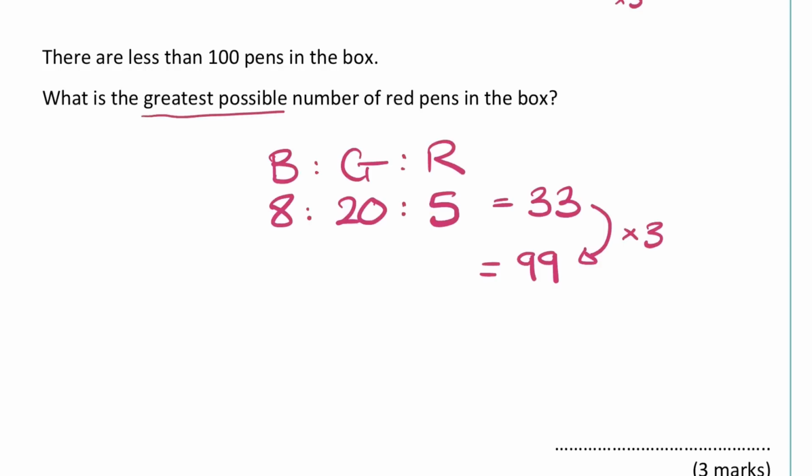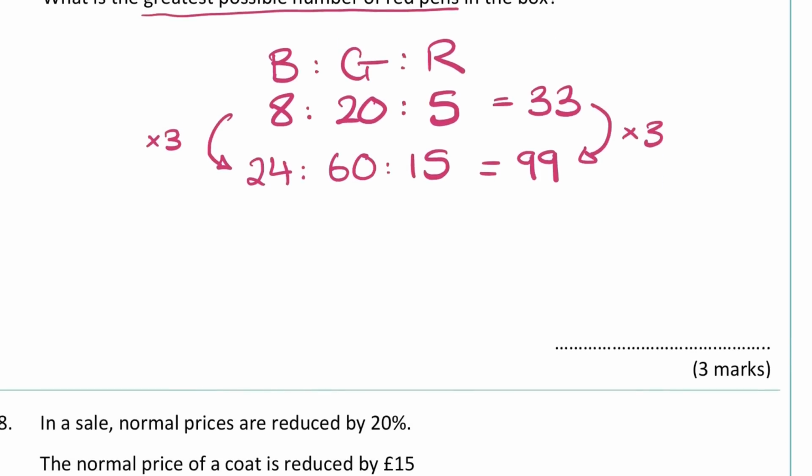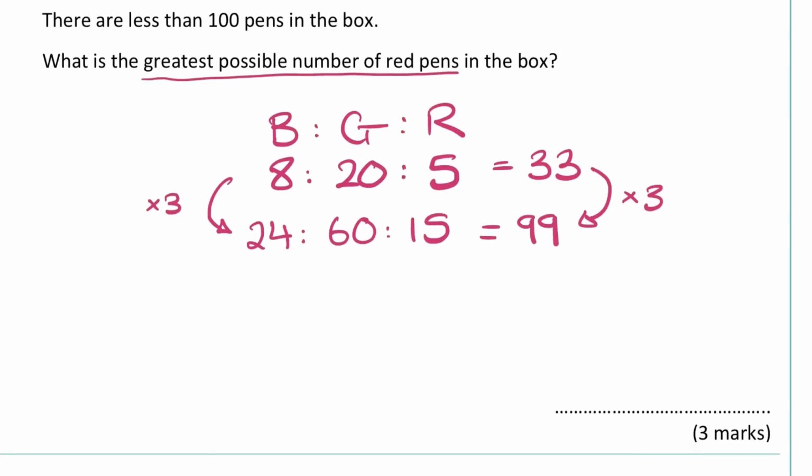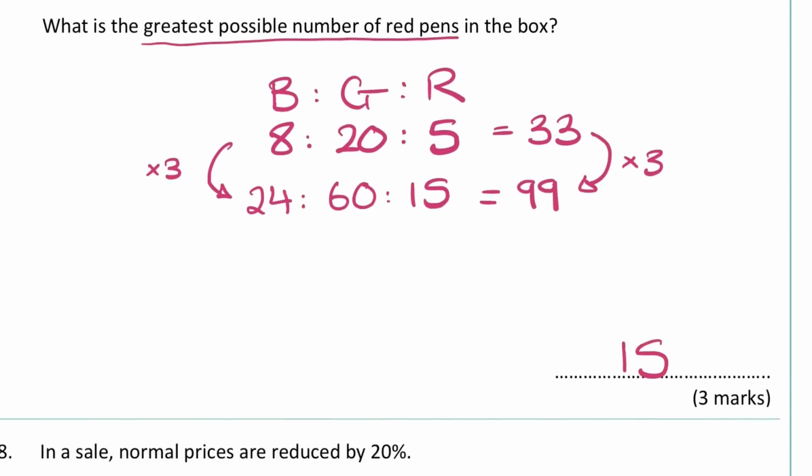What's the greatest number of red pens in the box? Okay, well, the greatest number of pens we could have in the box is 99, but this wants to know the red pens. It doesn't really matter which one it wants to know. I could just times them all by 3. So I'd get 8, 16, 24. 20 times 3 is 60. 5 times 3 is 15. So there are 24 blue pens, 60 green pens, and 15 red pens. If there are less than 100, the most amount of red pens I could have in this particular ratio would be 15. And there we go, that's the greatest possible number of red pens.